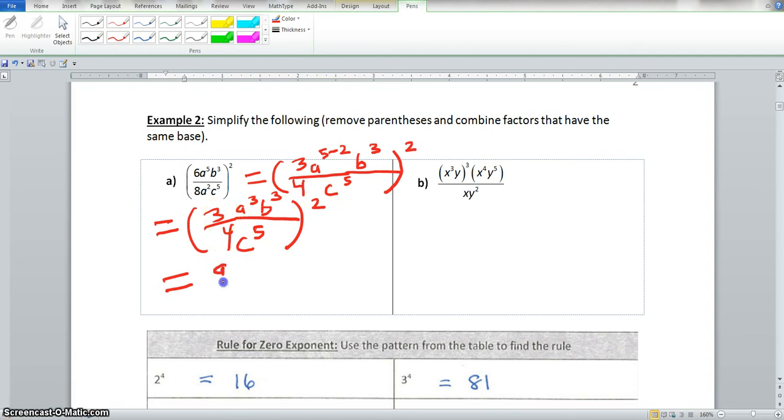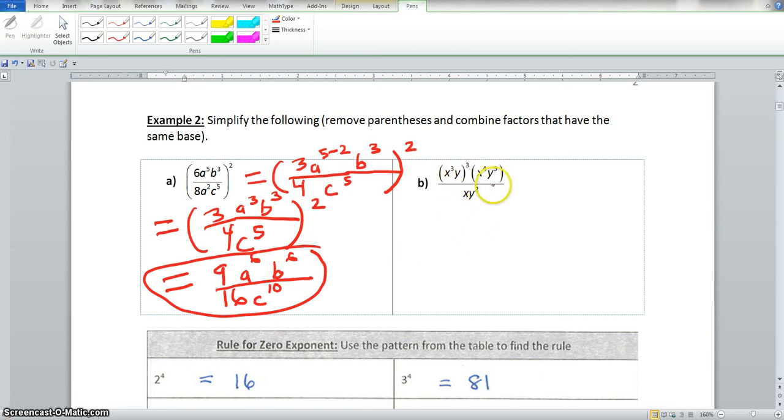3 to the 2nd power we know is 9. 4 to the 2nd power we know is 16. A to the 3rd to the 2nd, we multiply the exponents, and that will give us a to the 6th. B to the 3rd to the 2nd will give us b to the 6th. And then finally, c to the 5th to the 2nd will give us c to the 10th. And this is the final answer.